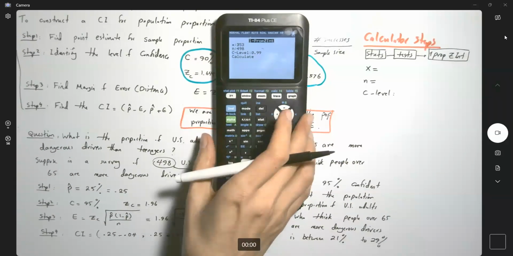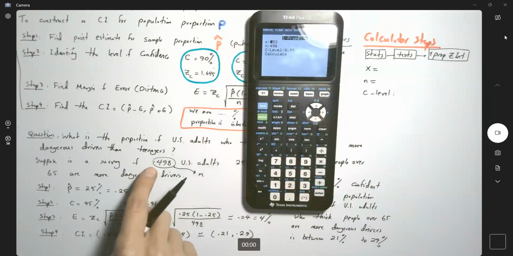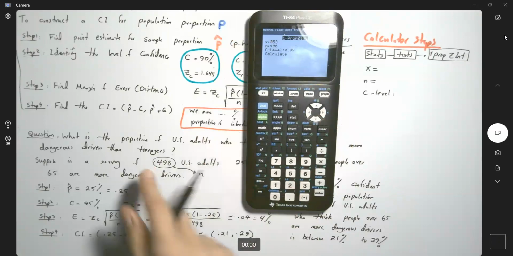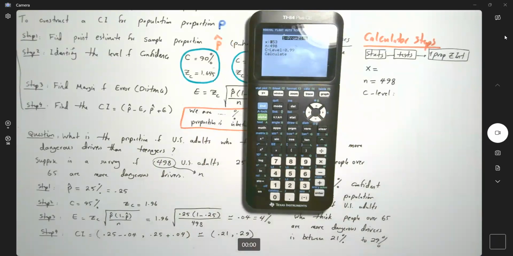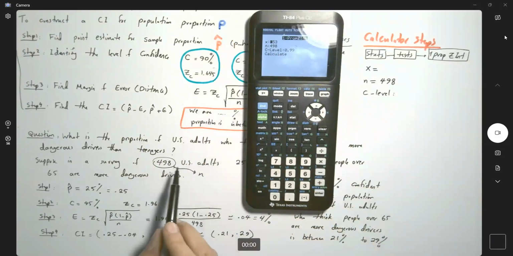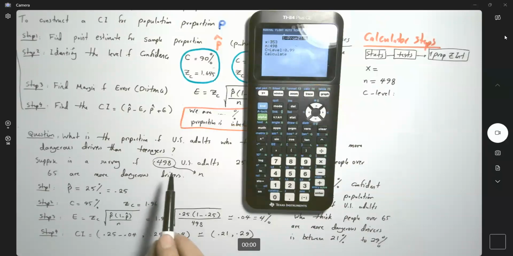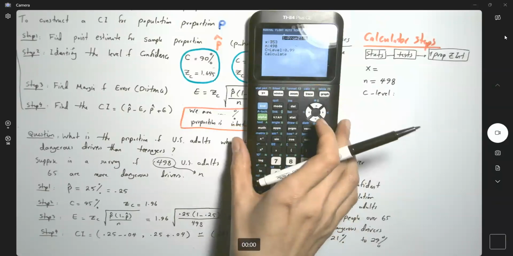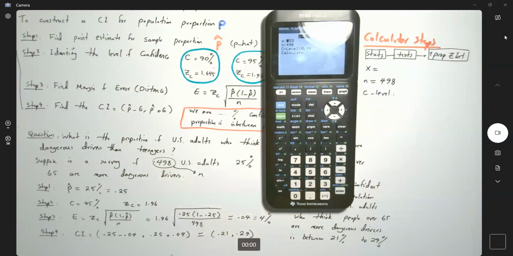In our example, remember what we had. We know the sample size is 498. I know this is 498. But what is X? How many people said yes? We think people over 65 are more dangerous drivers. How many? We can use 25% and calculate X.